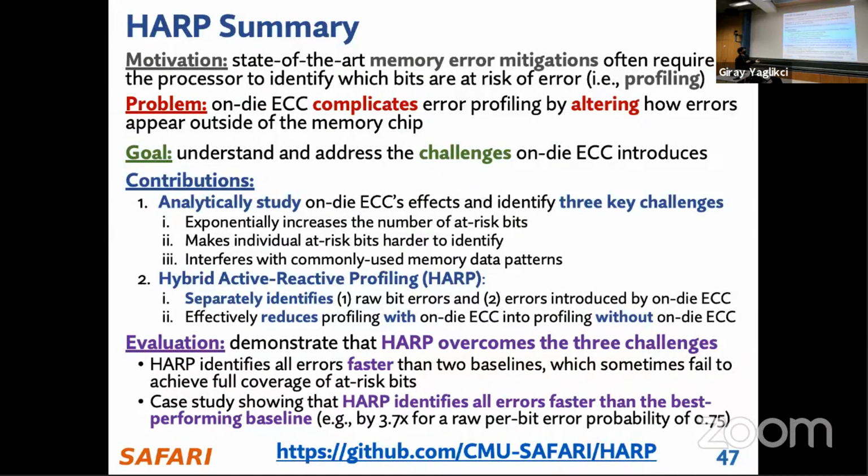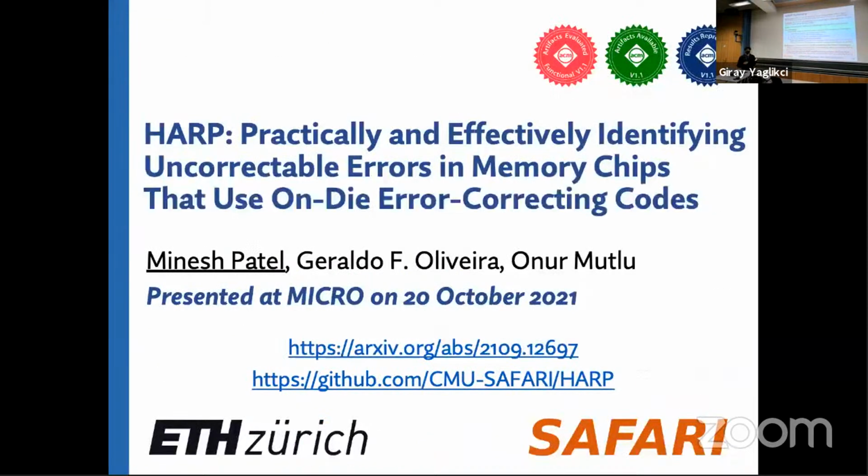Our motivation here is that state-of-the-art error mitigation mechanisms typically require error profiling, but on-die ECC complicates the profiling process. So our goal is to understand and address the challenges that on-die ECC introduces for profiling. To that end, we first analytically study on-die ECC's effects and identify these challenges. Then we introduce HARP to overcome these 3 challenges. In our evaluations, we demonstrate that HARP overcomes these 3 challenges effectively, and it's faster than the best performing baseline algorithm. So I think that concludes the talk.